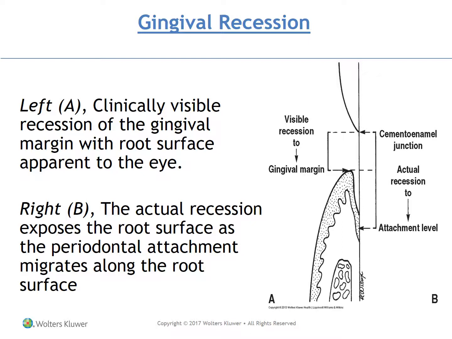All right, so clinically visible recession of the gingival margin with root surface is apparent to the eye. And then we have the actual recession, which exposes the root surface as the periodontal attachment migrates along the root. And that is also what is below that gingival margin.